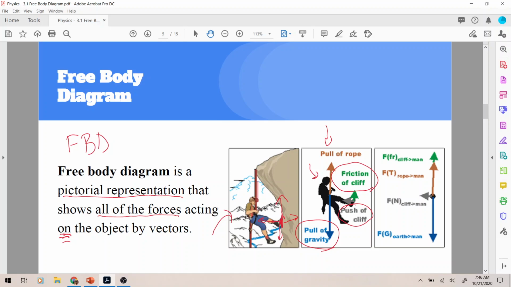But how do we show a free body diagram? Rule number 1 is to represent the object with a dot, and then show all of the forces with their labels, with vectors. As you can see, this says pull of gravity, but this is saying FG. This says push of cliff, but this is going to be the normal force. So that's basically what a free body diagram is.